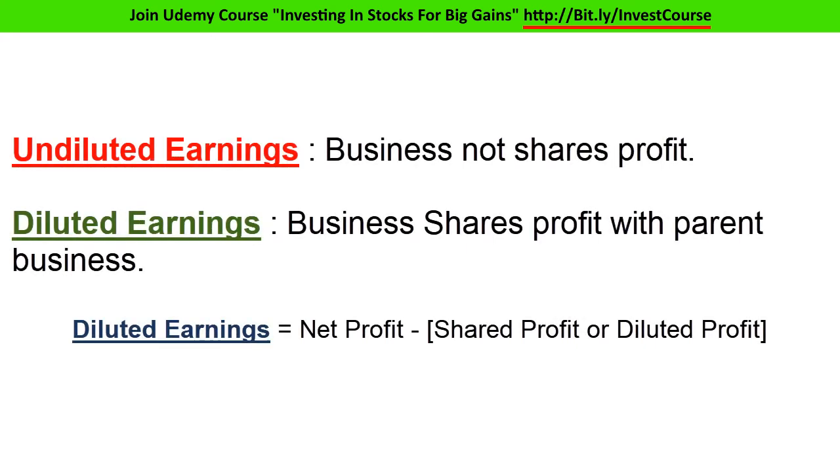Earnings are also of two types, diluted and undiluted. In the majority of cases, the earnings we see on an income statement are undiluted, or we can say standalone net profit. Dilution in earnings happens if the business under analysis has a parent business. When a business shares its profits with the parent business, earnings get diluted. Diluted earnings are nothing but net profit minus shared profit or diluted profit.